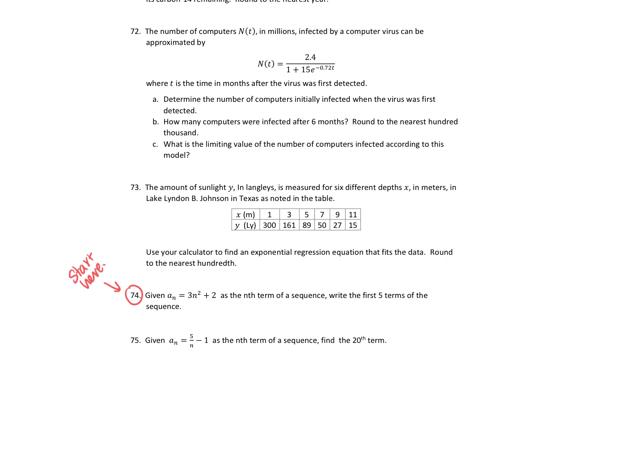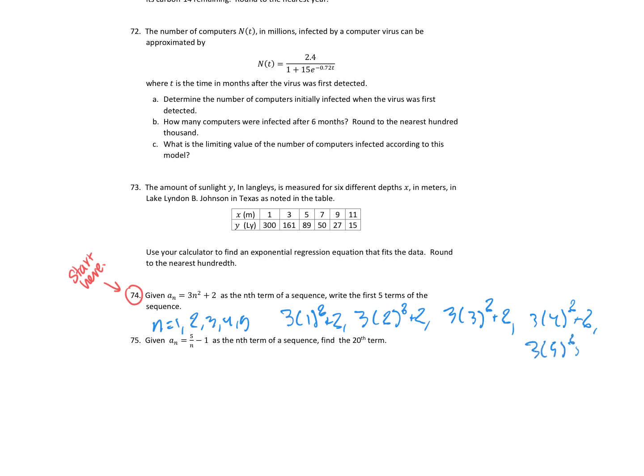Because we start with n equals 1, right? Then 2, 3, 4, 5. So let's just plug in those values for n. So our first value will be 3 times 1 squared plus 2, right? 3 times 2 squared plus 2. 3 times 3 squared plus 2. 3 times 4 squared plus 2. Running out of room. 3 times 5 squared plus 2.